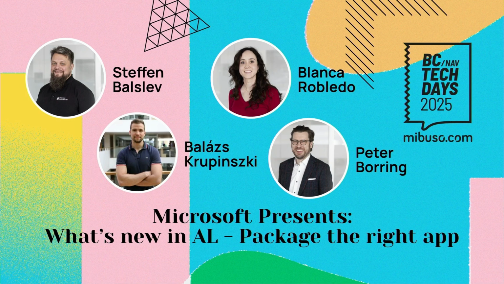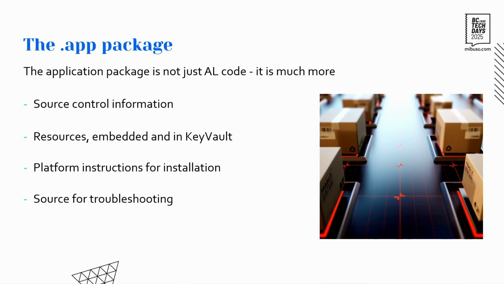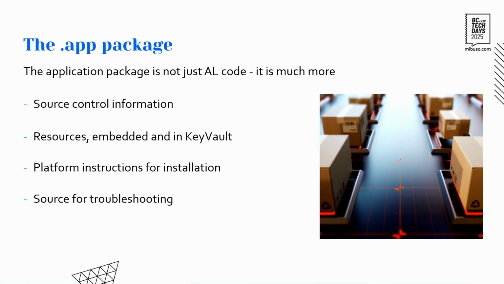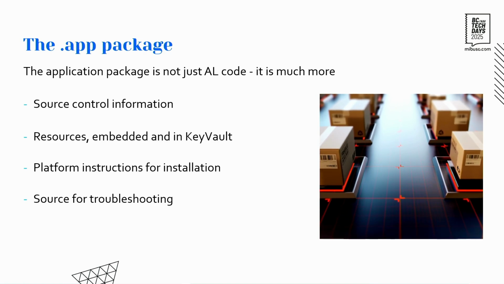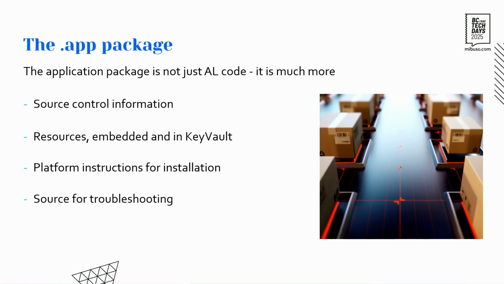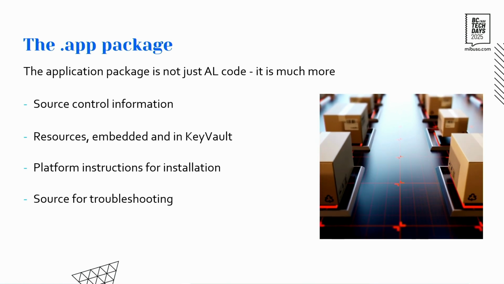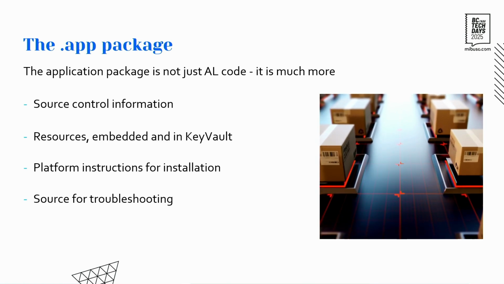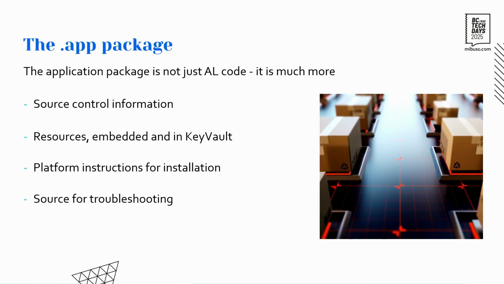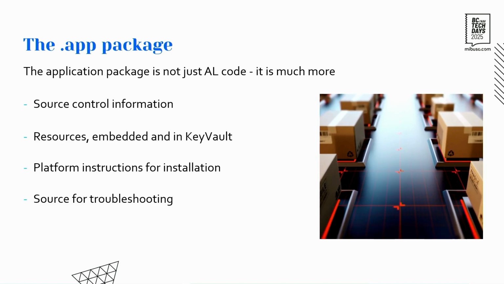So for this first part, we're going to talk about the app package. And for the app package, we want to talk about the things that are maybe not just the AL code, the other things about the app package. This can be source control information, resources, and some instructions for the platform. And then we're going to let Peter talk about troubleshooting, about how to troubleshoot your app package. Yeah, let's go. Blanca, stage is yours.